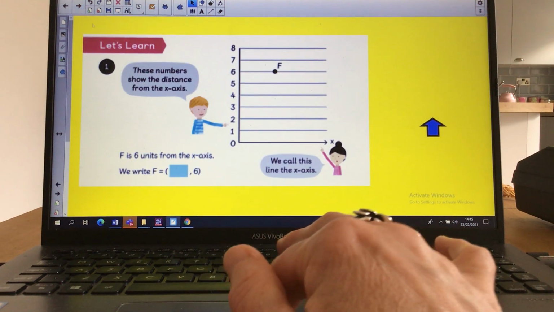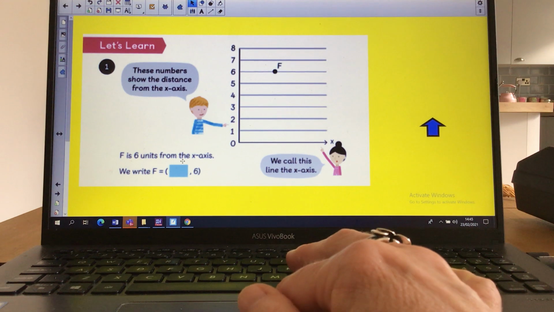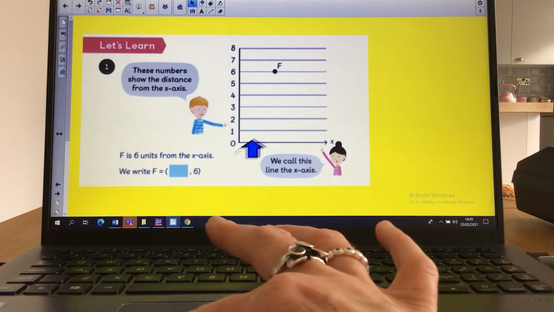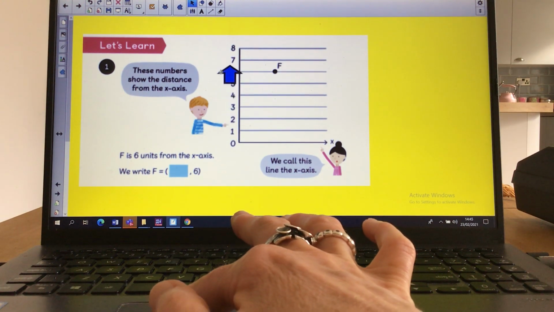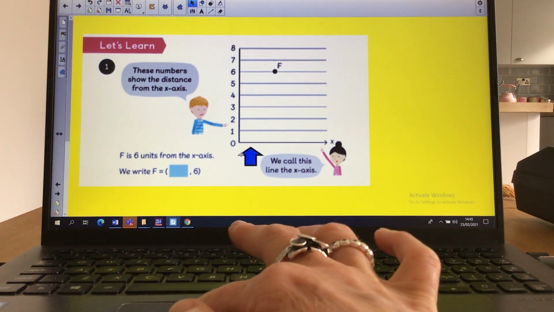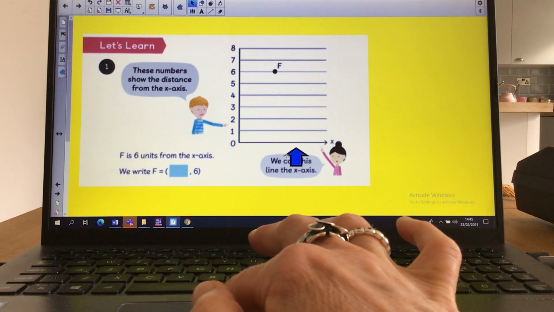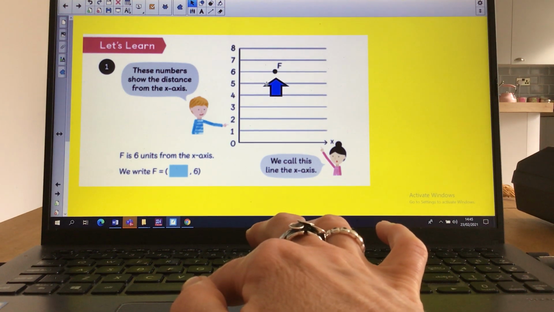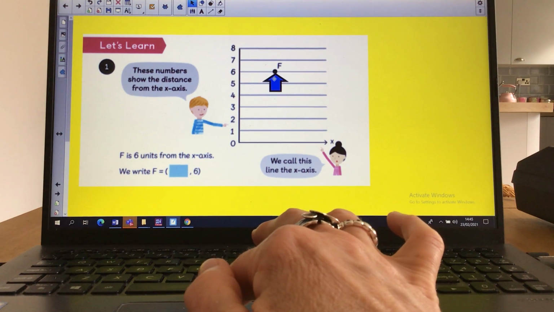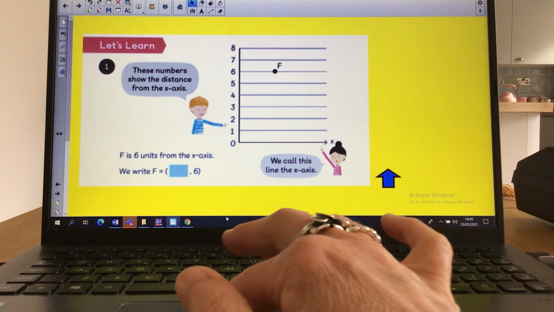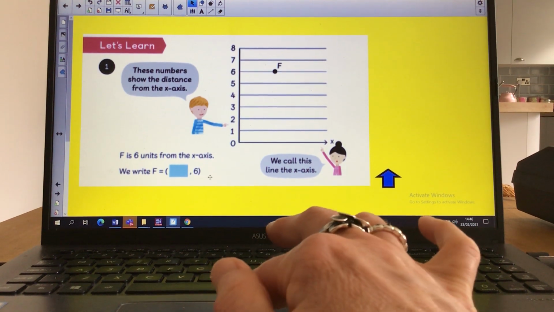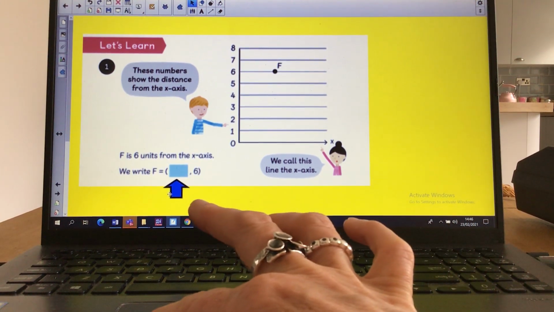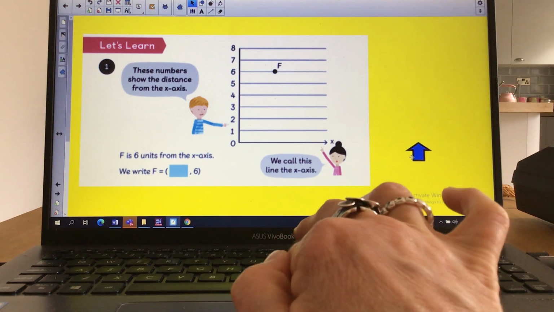Well, let's learn. Okay, so these numbers show the distance from the x-axis. These numbers up here, let's get my arrow. These numbers up here show how far from line X, the x-axis, which is at the bottom here. All right, and we can see that F here now is 6 units from the X. Yeah, it's 6 units from X. And we would write F equals something, but then we put a comma and then we put the 6, and it's in brackets. This is what we need to be learning for when we're doing a little bit further through this work, children. This is how it's going to look.